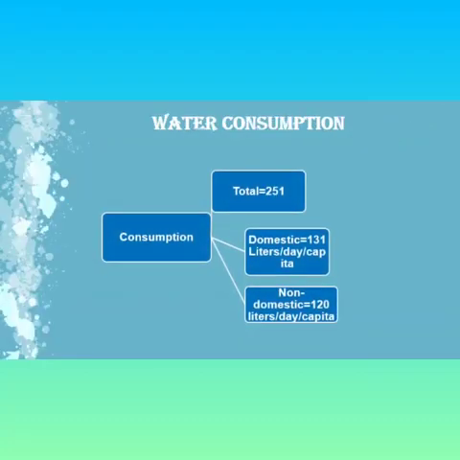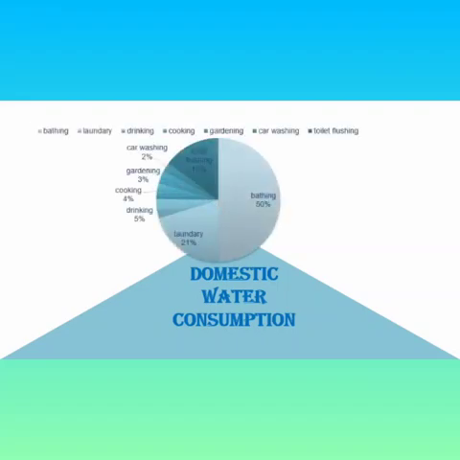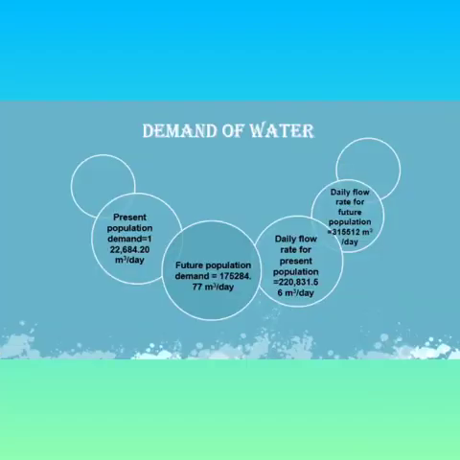Now, water consumption can be categorized as domestic water consumption, which is 131 liters per capita per day, whereas non-domestic water consumption is 120 liters per capita per day. Non-domestic consumption can be categorized as industrial, irrigation, and losses and leakage. Whereas domestic water is mostly consumed for bathing, secondly for laundry, and third for drinking.